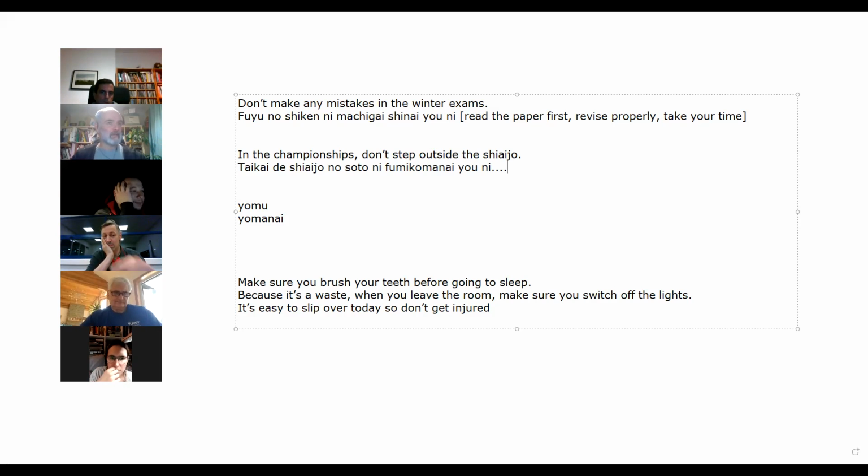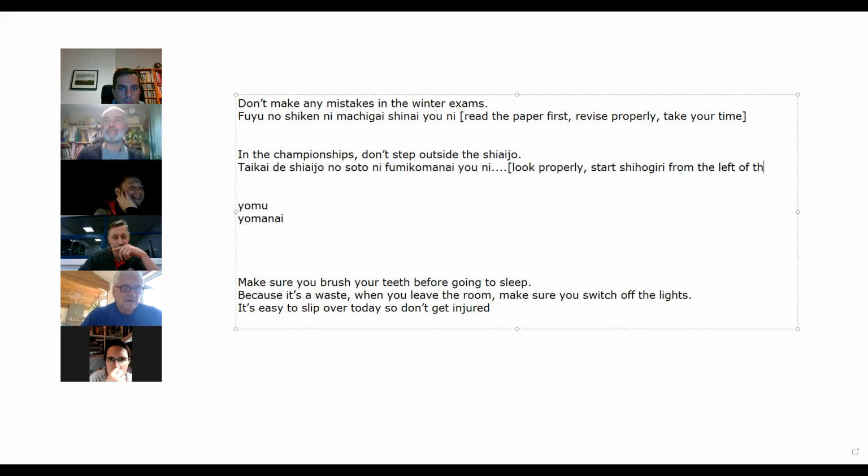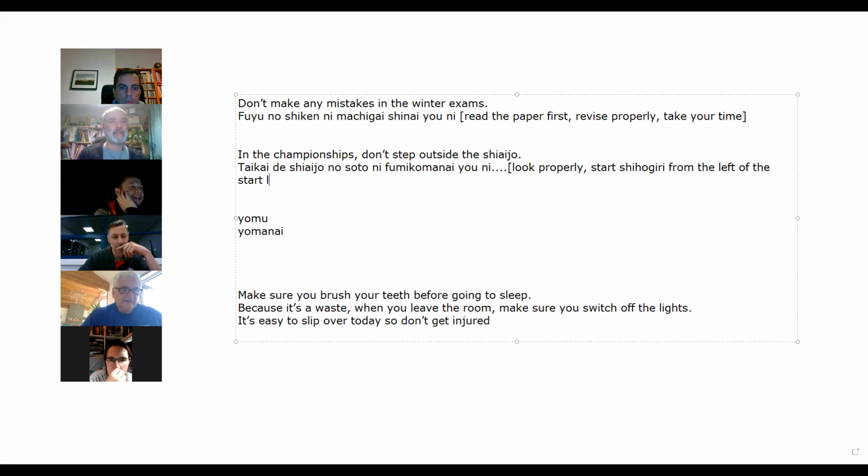Be careful, take precautions to not step outside the shiaijo during the taikai. Of course, again, there are some unspoken precautions. For example, look properly, start shihogiri from the left of the start line, etc. But these are all unspoken. It just means don't step outside. Be one who does not step outside the area. Yeah.